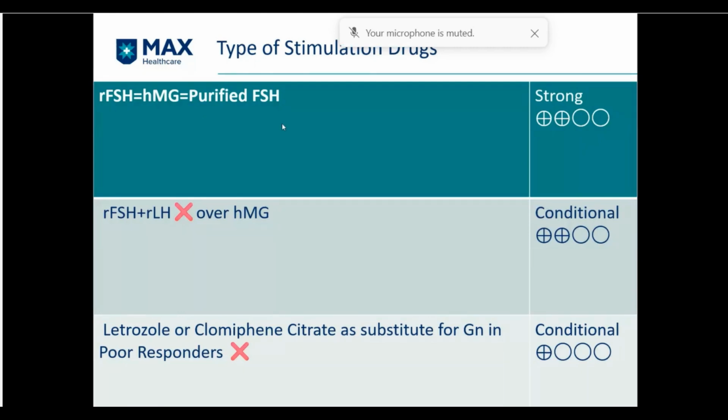The only thing where recombinant FSH at times works better is that human menopausal gonadotrophin is obtained from a urinary source. It is made from the urine of menopausal women. So at times there is batch to batch variability. Otherwise, they all work equally well. And the newer protocols, the recombinant LH: if instead of HMG we use recombinant FSH and add recombinant LH, it is not recommended over HMG. But again, this is conditional evidence.